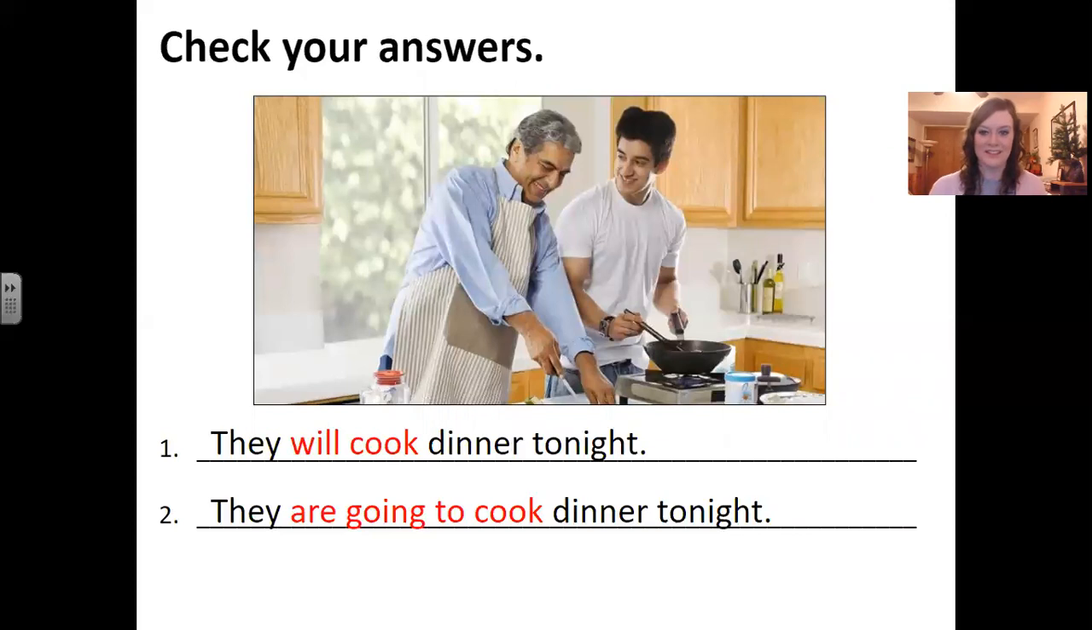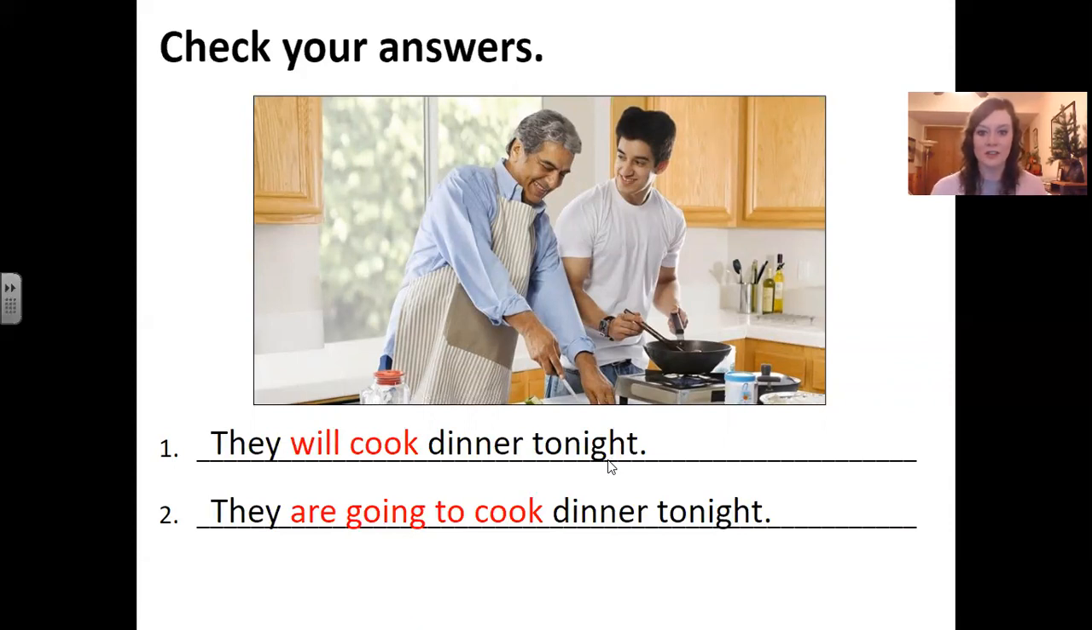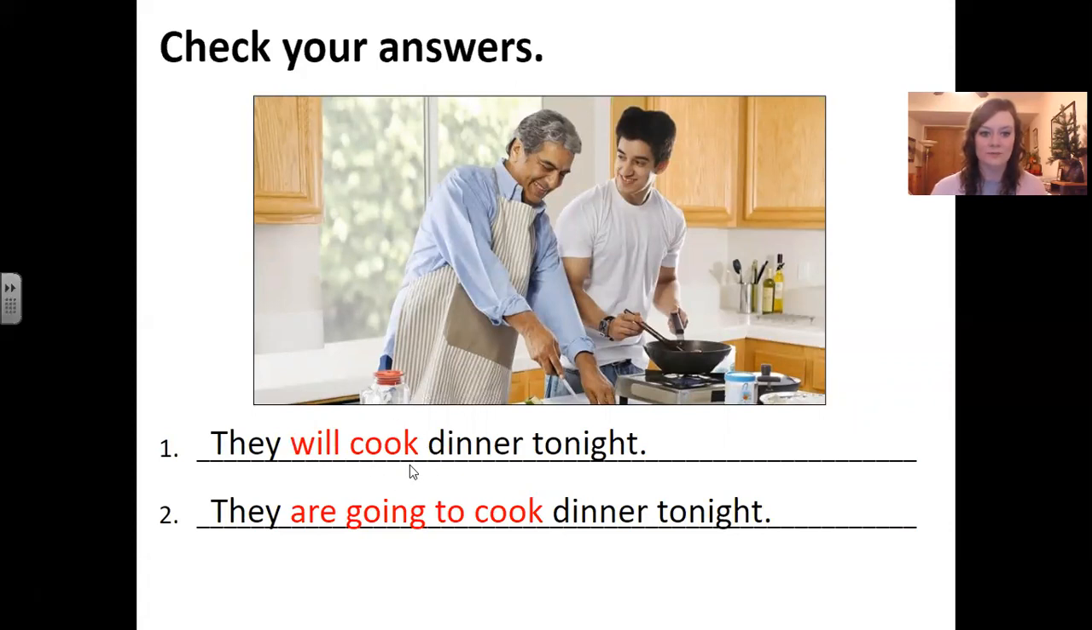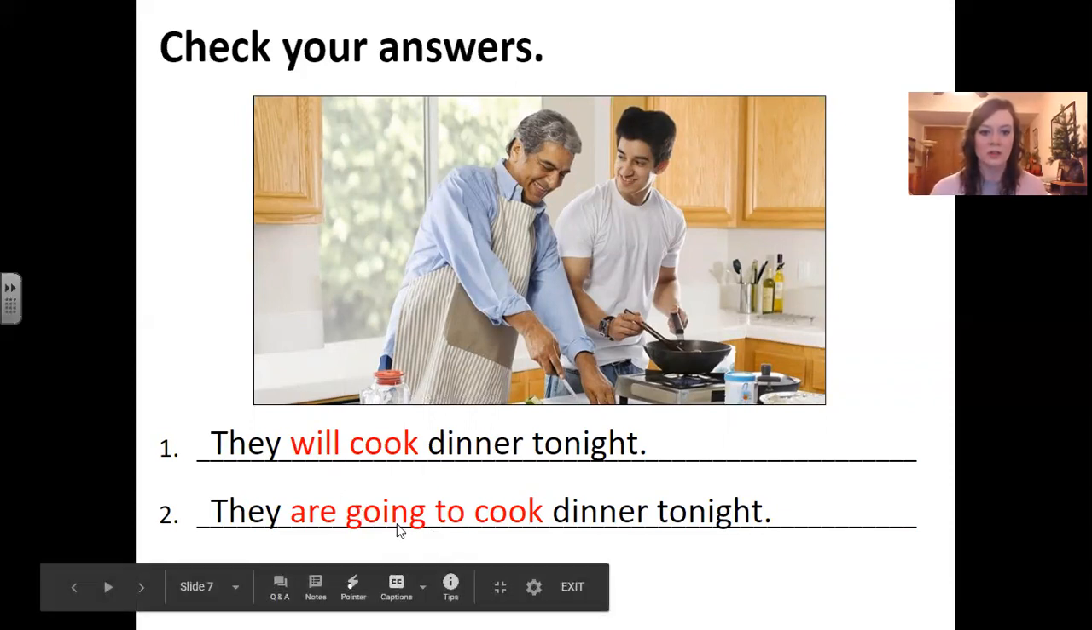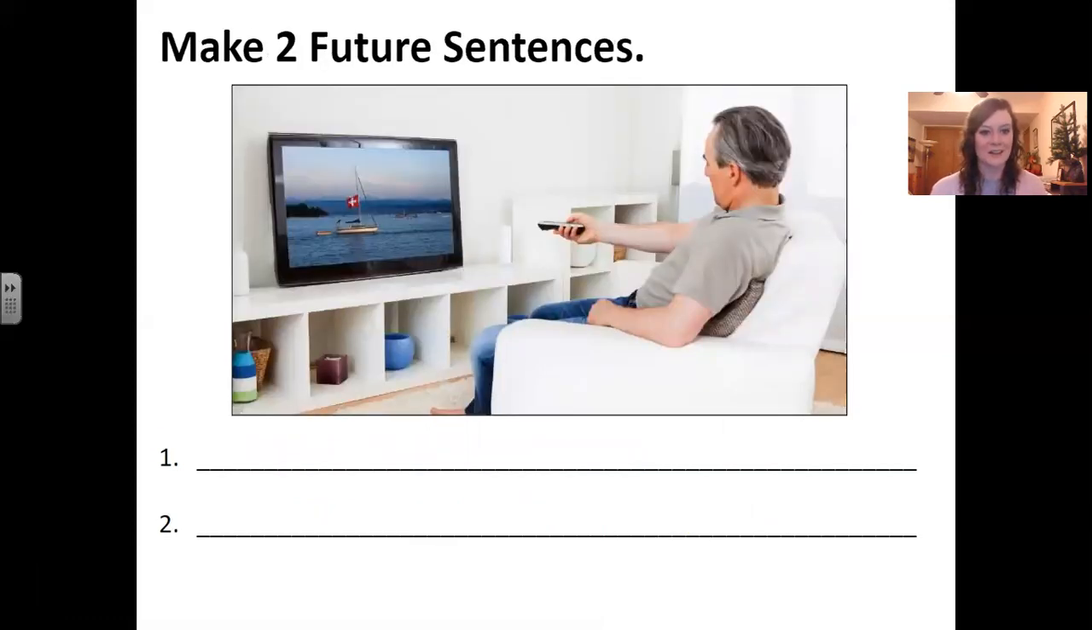Here is an example. We can say, they will cook dinner tonight. Remember, the first way to talk about the future is will plus an action word. The second way is with going to. They are going to cook dinner tonight. Two ways to write the same thing. Let's try another one. Please stop the video for a minute to try by yourself.